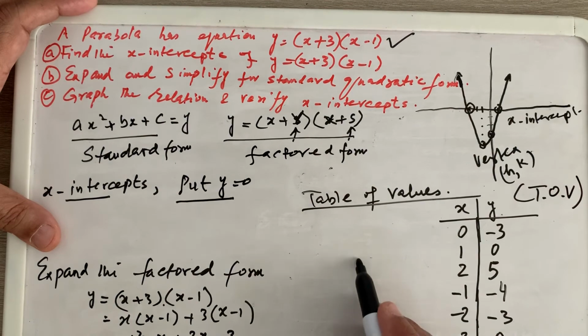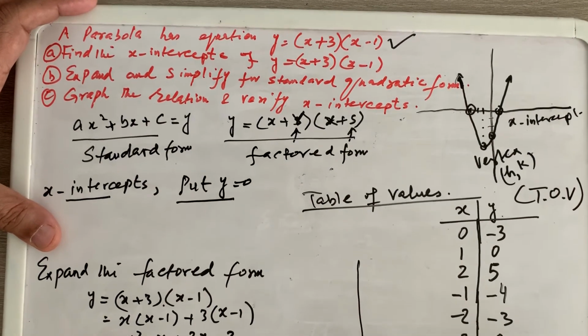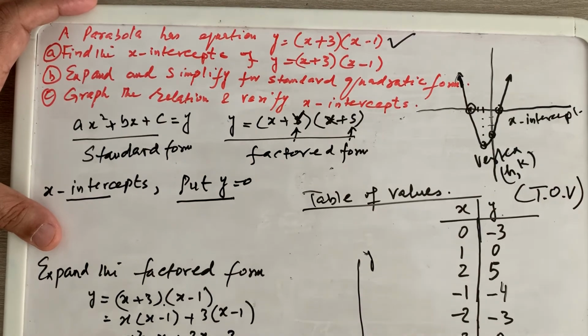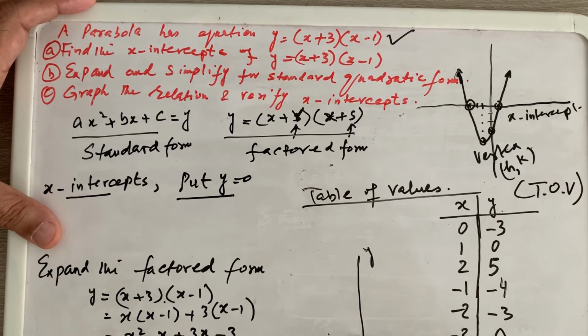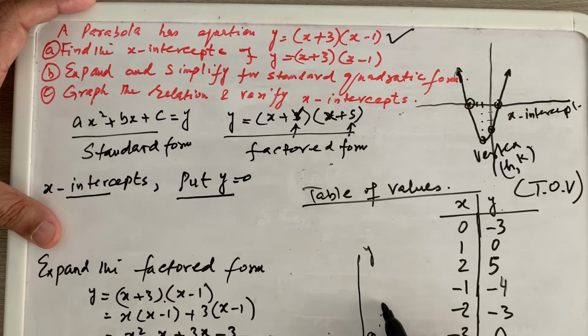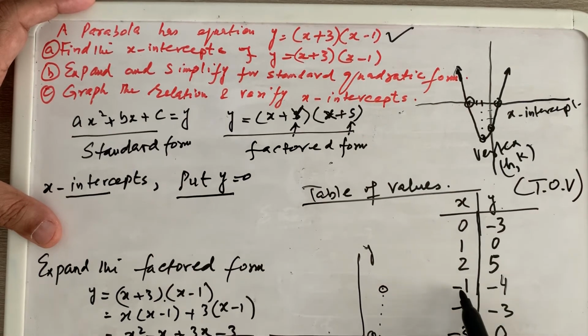And if I draw the graph with this table of values, this is my x-axis, this is my y-axis. Now I have to plot 0, minus 3. Then 1, 0, so the graph is passing through here. 2, 5: 1, 2, 3, 4, 5, so 5 is here. Minus 1, minus 4. Minus 1 is here, and minus 4 is here.